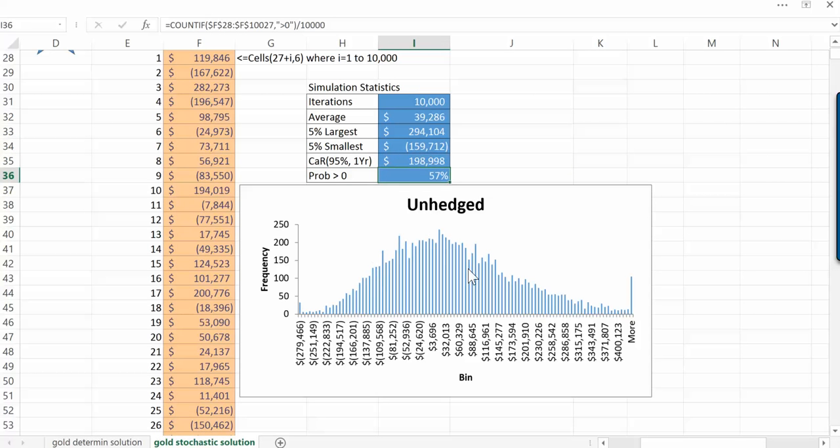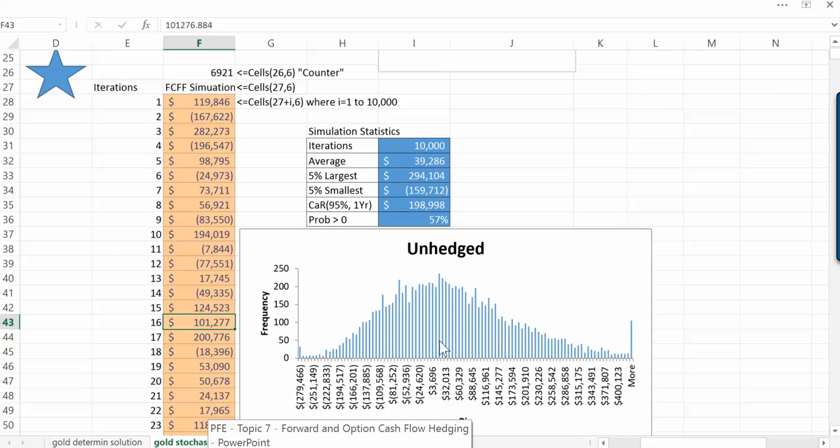And this gives us an idea of the risk of operating this business, where it looks like we're going to make a little over, say, $40,000 or so on average. But you can see it could be wildly different than that. So that's how we started our analysis. Now we're going to talk about how we can change this profile using forward contracts and option contracts.